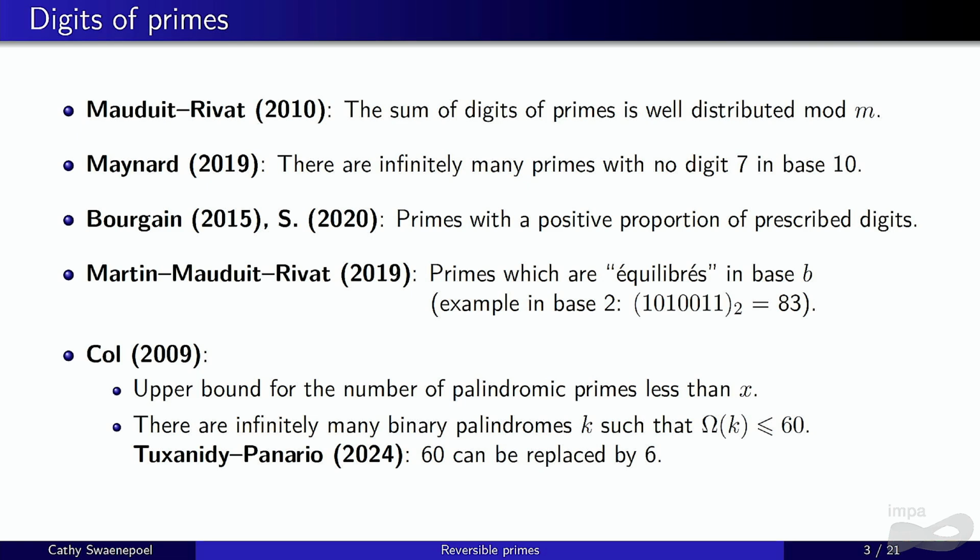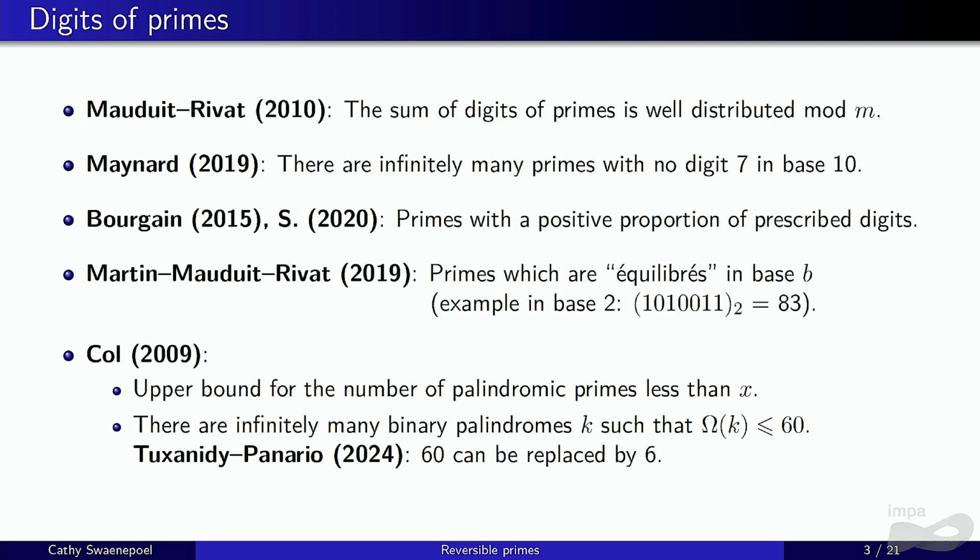And finally, I wanted to mention a result which is less recent, but more connected to what I'm going to present today. This is a result by Sylvain Col about palindromic primes. Palindromes are very rare. There are very few palindromes. So studying palindromic primes is probably very difficult. Nevertheless, we can expect results in this direction. Sylvain Col obtained an upper bound for the number of palindromic primes up to x, which is very good because it is of the expected order of magnitude.